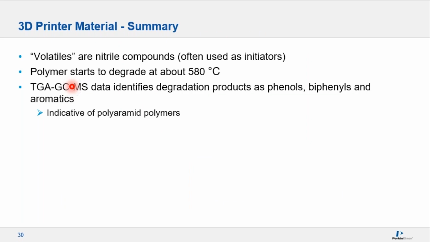In summary, we were able to use the TGA to show at what temperature these volatiles evolve and how much is evolving. And then we could use the GCMS to take this complex mixture of gases and elute the compounds and then measure them with the mass spec.